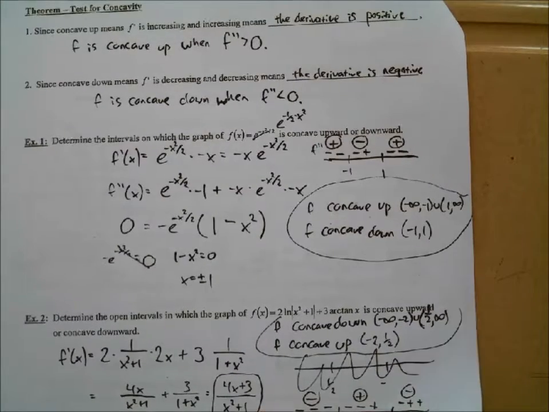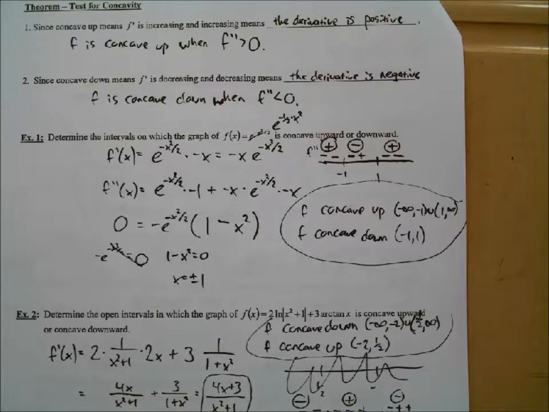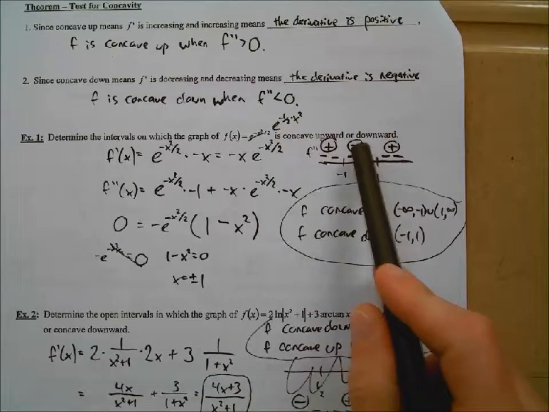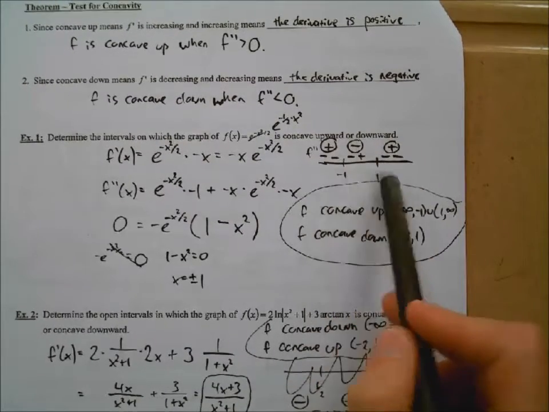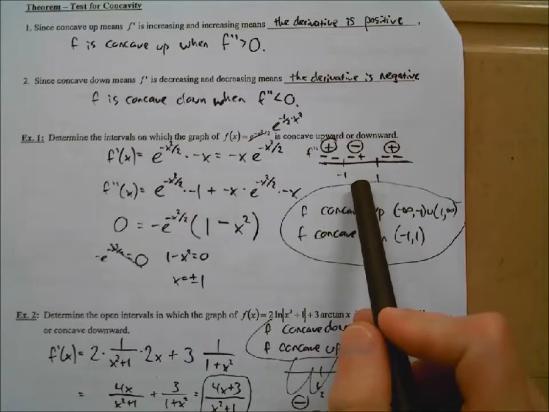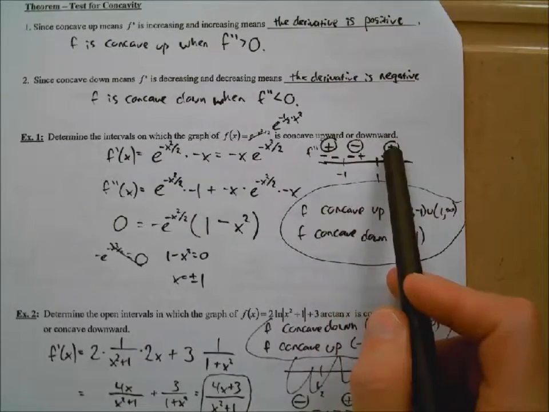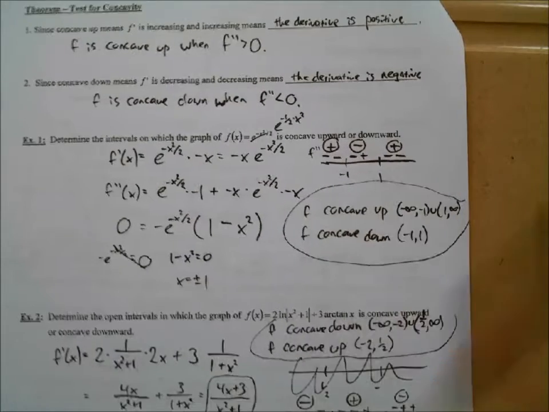And then where we changed concavity, so where our second derivative changed from positive to negative, or from negative to positive, both of these locations are points of inflection. We don't have a special name for changing from concave up to concave down, or concave down to concave up. They're both just called points of inflection.